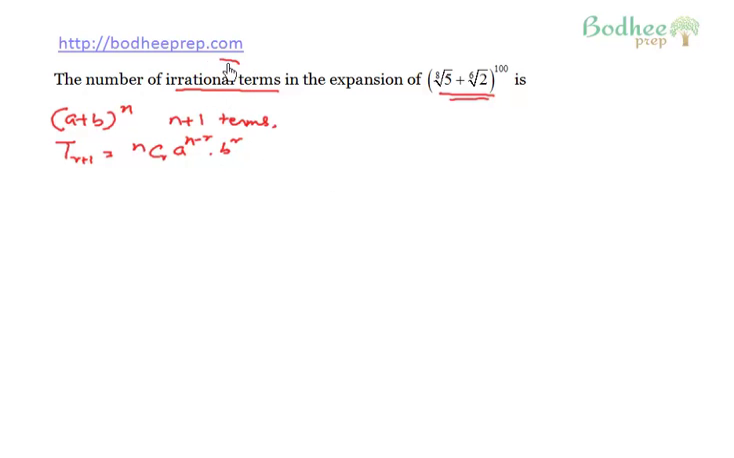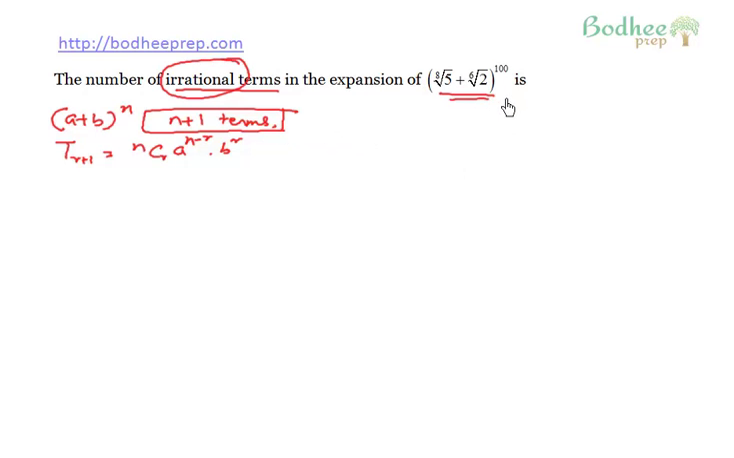Now here we have to find the number of irrational terms. Rather than finding the irrational terms, let me find the number of rational terms. If I find the number of rational terms, I can deduct it from the total number of terms and get the required number of irrational terms.